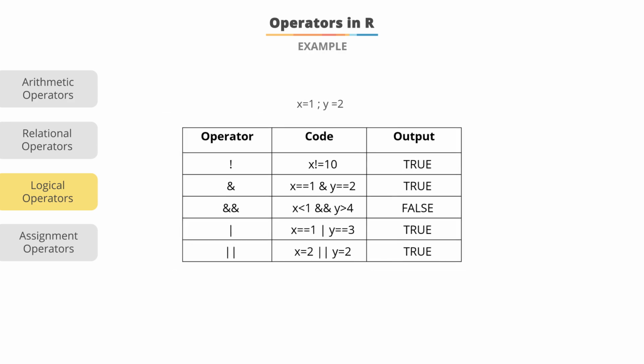So what does this look like? Well, if we have x equals 1 and y equals 2, we have 1 is not equal to 10. That's true. We have 1 is equal to 1 and 2 is equal to 2. That's true. Now, if that didn't hold for either case, it would show as false. We have 1 is less than 1 and 2 is greater than 4. That's false. 1 is equal to 1 or 2 is equal to 3. That's true because 1 is equal to 1. And then we have 1 is equal to 2 or 2 is equal to 2. And that's true because y is equal to 2.